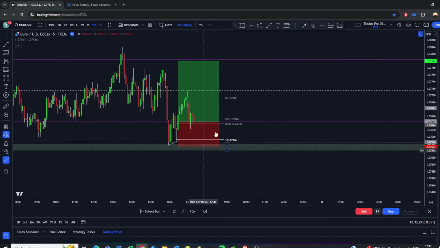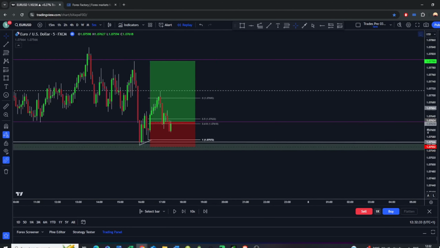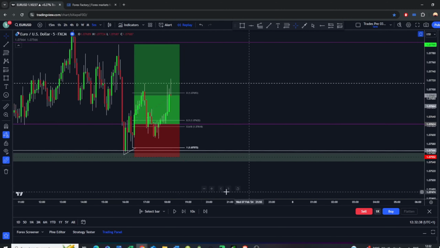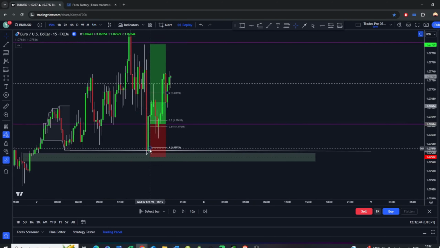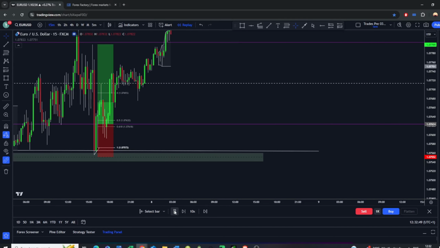Price taps into that level. Closes below. Doesn't close below. Closes below now. Right below that fair value gap, which is something to remember because that would make me panic normally in live trading. And then price continues higher. On the 15-minute as well, we probably get an entry. So you can see market structure shift and then pull back into the fair value gap, and then we continue higher.